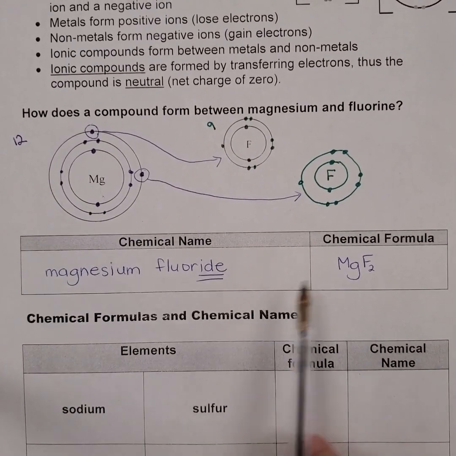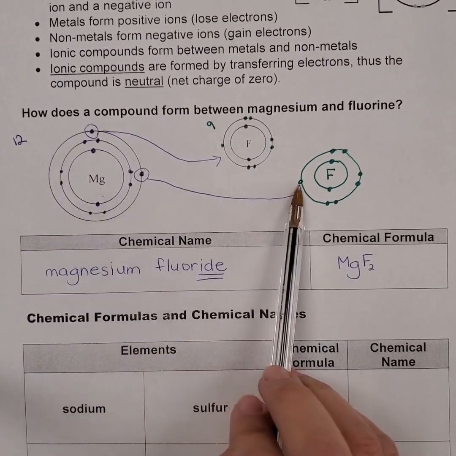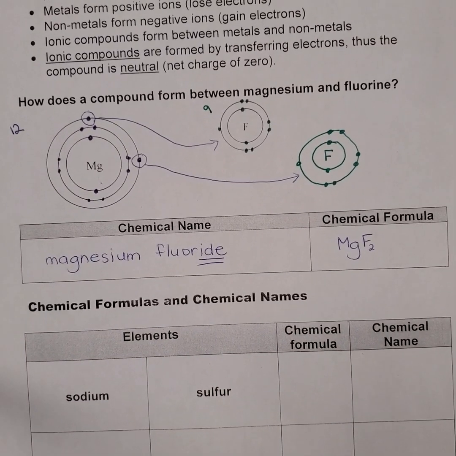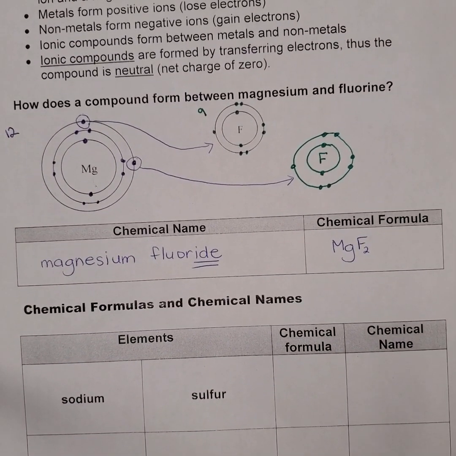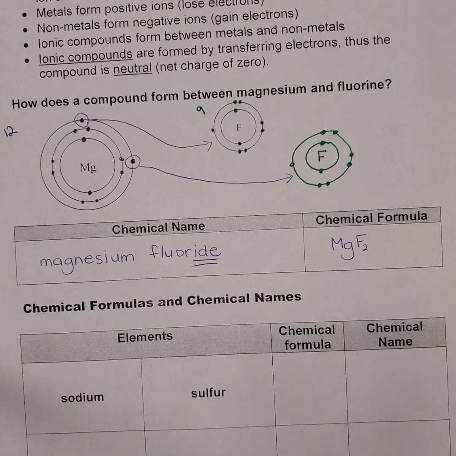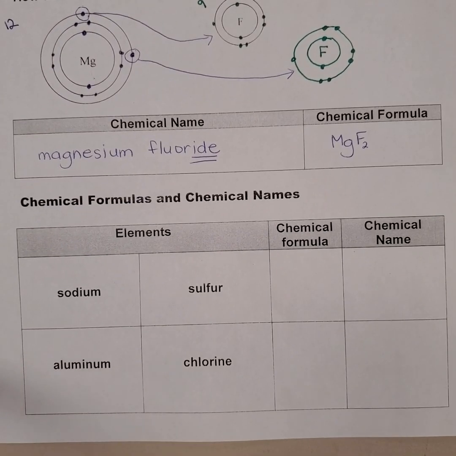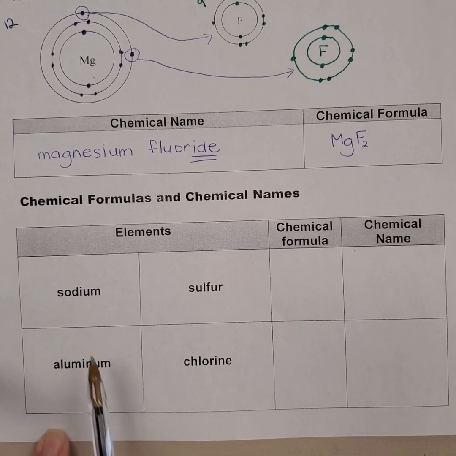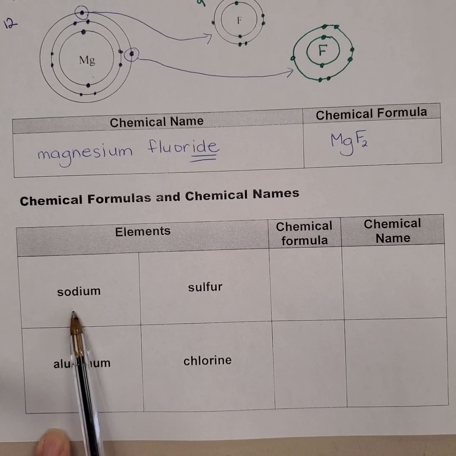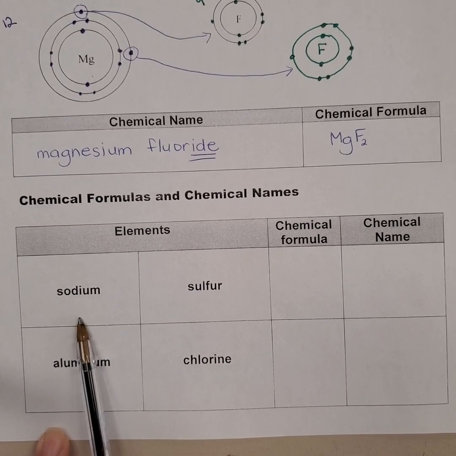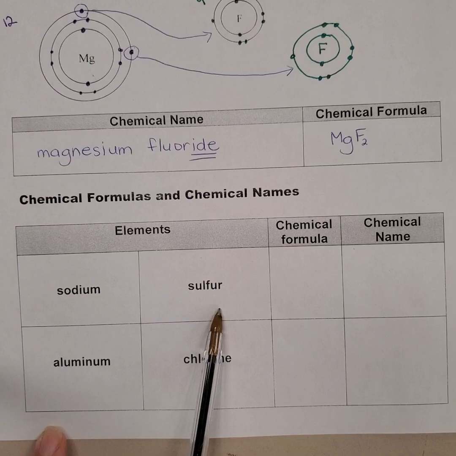So to get the formula, you don't have to draw it. That's a little bit time consuming. So I'm going to show you another way to get the chemical formulas. So we're going to start with a couple of pairs of elements. So we've got sodium and sulfur. So sodium is our metal, sulfur is our non-metal.